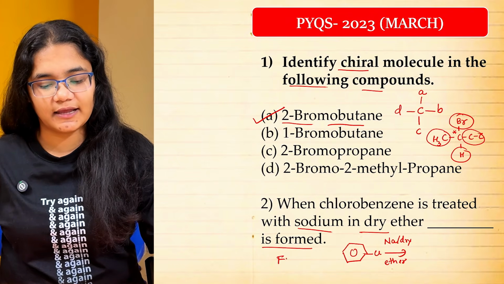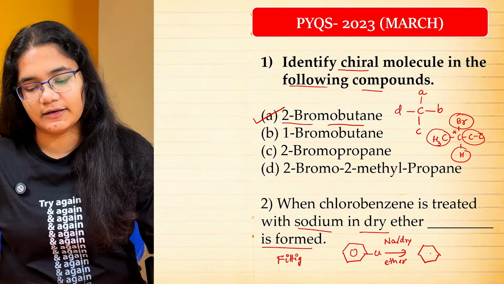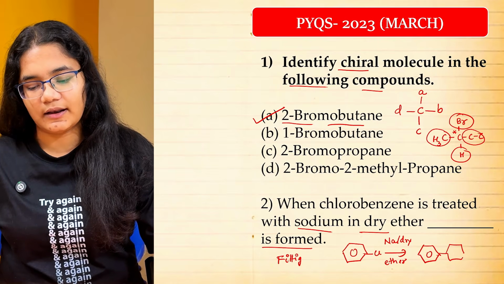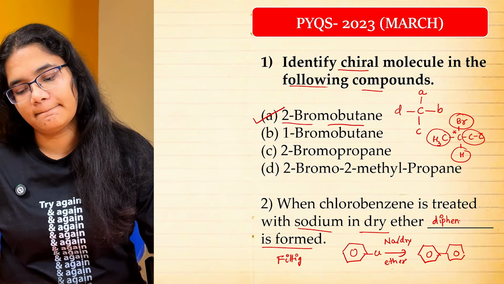This is the Fittig reaction, and we get the product here, diphenyl. You get a product like this, and this is nothing but diphenyl.